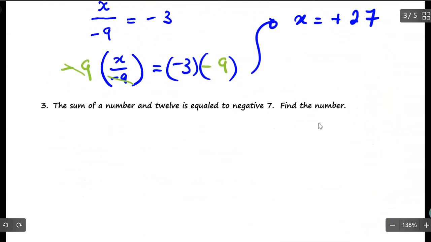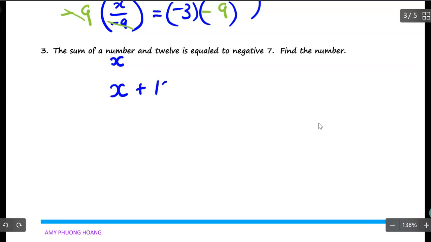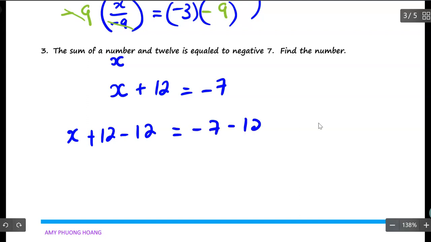Alright, so let's continue with the next question. The sum of a number, so that means we are talking about addition, right? So the sum of a number and 12 is equal to negative 7, so this number is x, and the sum means that I take x plus 12 will be equal to negative 7. Alright, so now I'm going to subtract 12 from both sides to isolate the x.